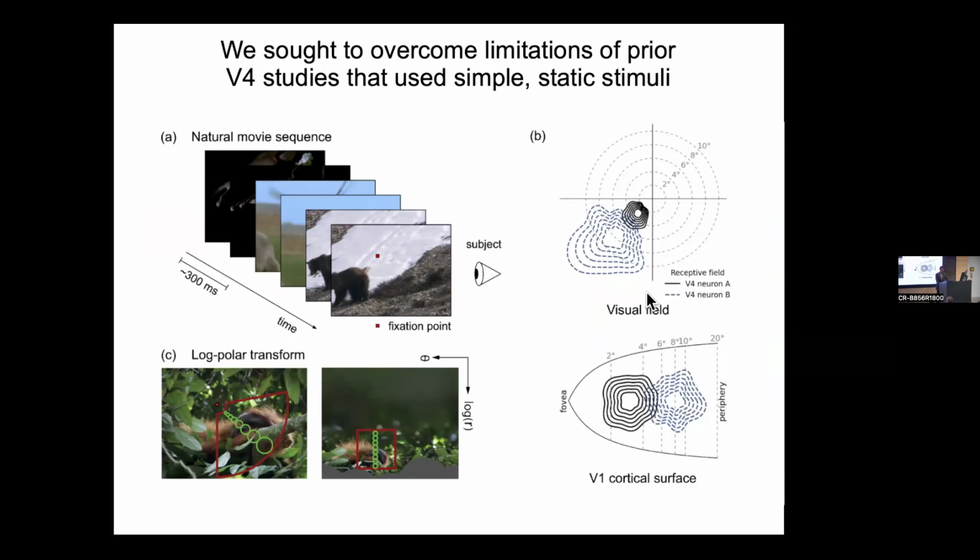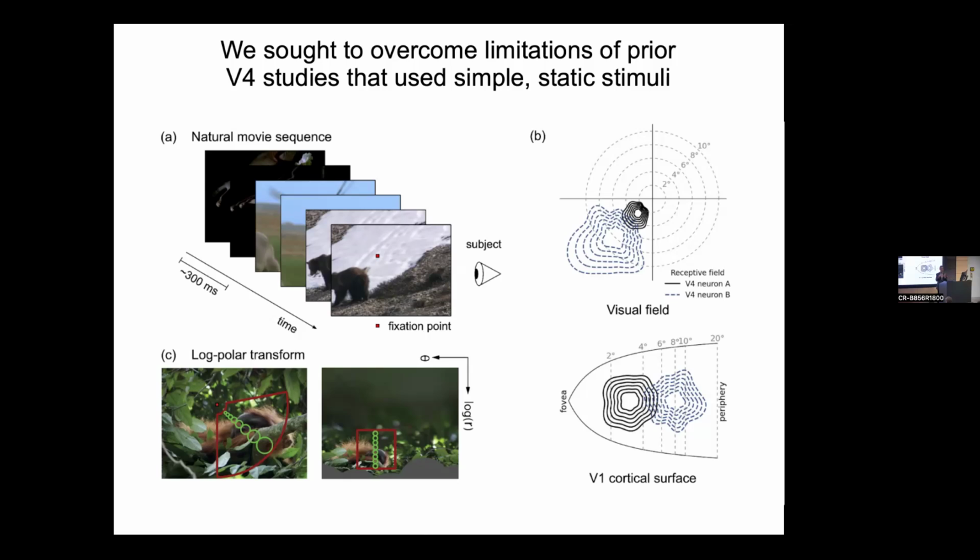The other parts of this graph are showing a pre-processing step. You guys all know that V1 does not represent information in the Cartesian frame of reference that you see in a photograph. Instead, it performs a log polar transform on the data, expanding the fovea and compressing the periphery. So at the front end of this model, we just kind of hard-coded in the log polar transform.